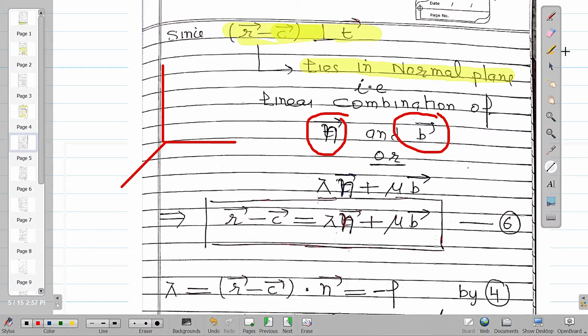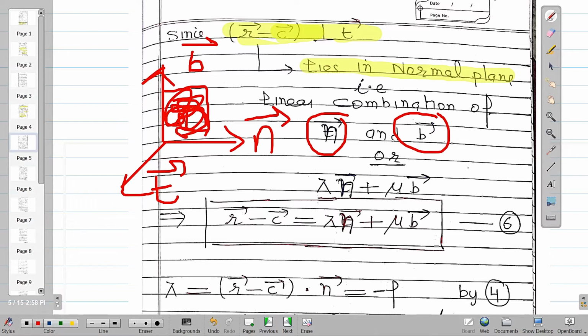So if this direction is t, this is t, and this direction is n, and this direction is b. Clear? So this direction is the n direction, and this direction is the t direction, right? And this direction is the b direction. Clear?